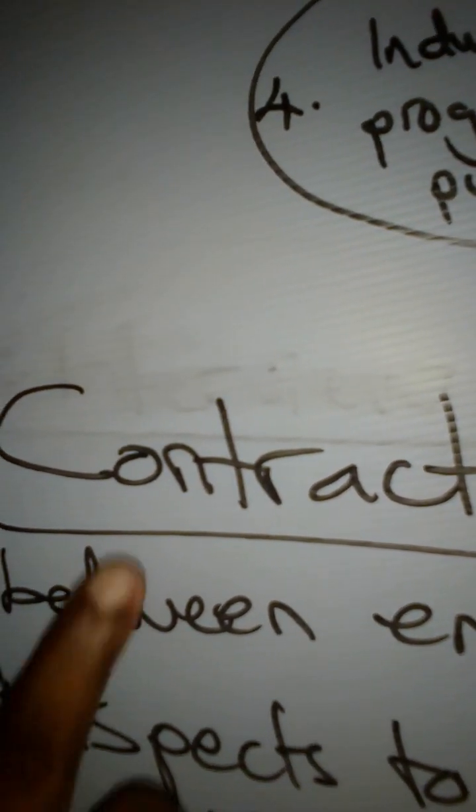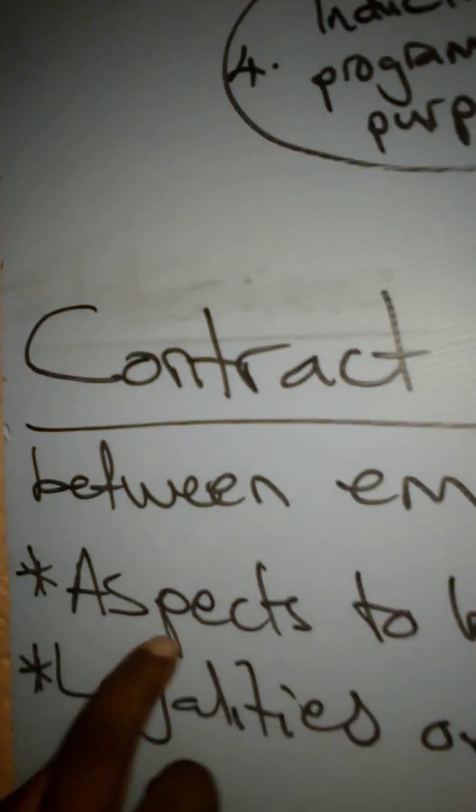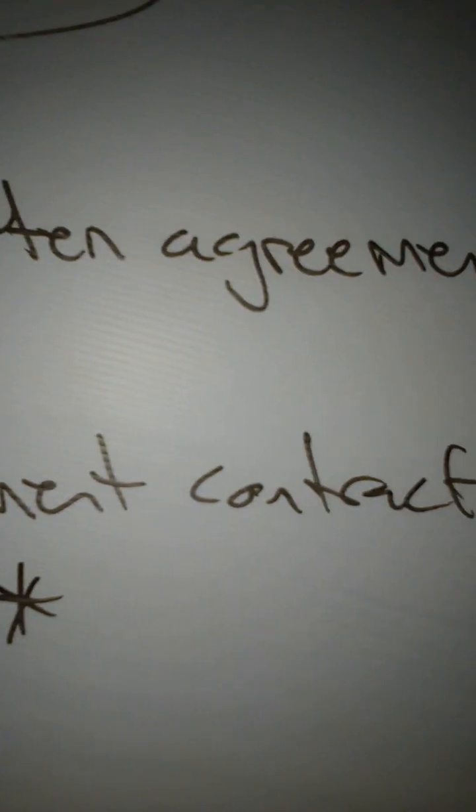So exactly what is it that we are going to discuss under the contract? Remember, what I'm always doing is discussing items that will come in the examination. These are the things that you need to know about the contract. The first thing is aspects to be included in the employment contract. What should you expect to see in an employment contract? And also the legalities of the employment contract.